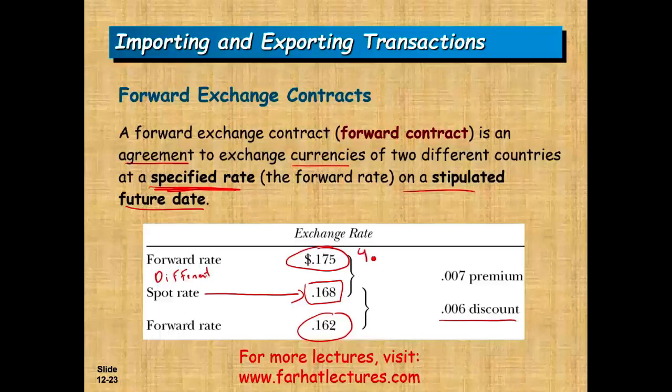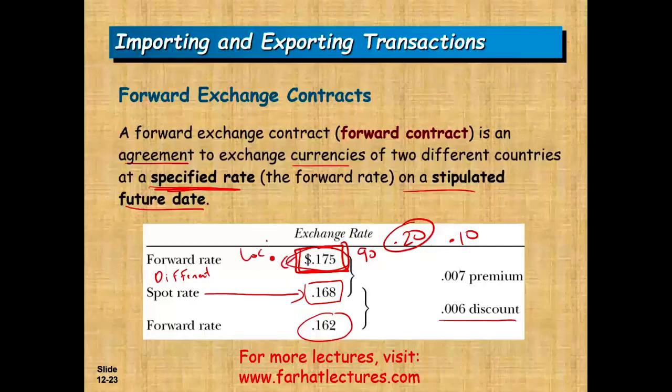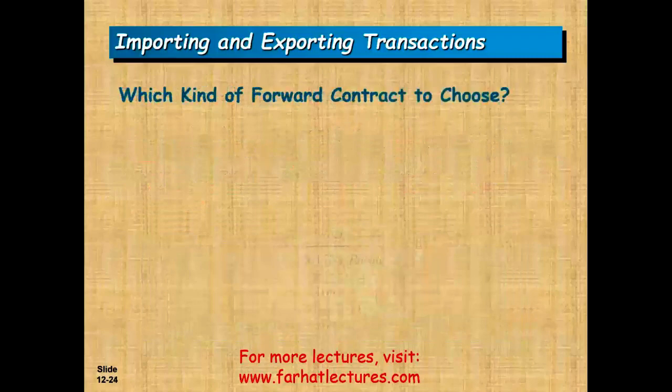Because let's assume this is a 90-day contract, okay? So what's going to happen on that date, the spot rate could be 2.0 or the spot rate could be 1.0. It doesn't matter to you. You are locked at that rate. And that's what you want to do. You want to lock yourself, whether you are buying or selling.